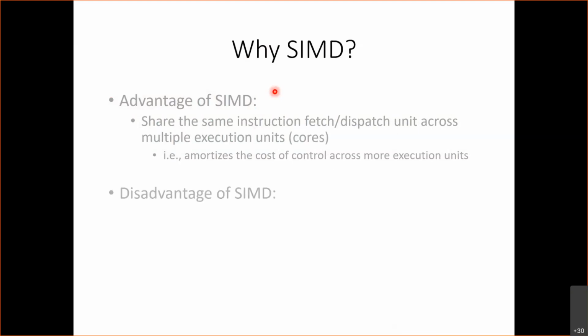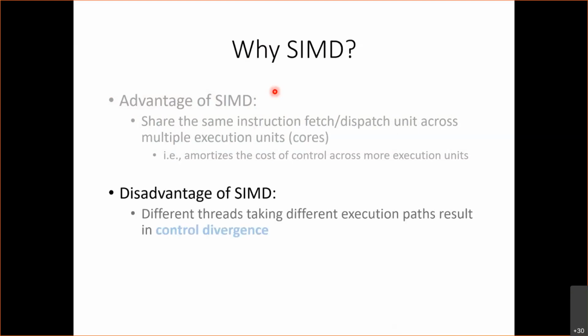So the disadvantage of SIMD is different threads may take different paths, and this results in something called control divergence. So we said that we're going to fetch one instruction and execute the same instruction on all the threads in the same warp. But what happens if different threads in the warp want to take different execution paths? What happens if I reach an if statement and some threads in the warp want to go to the then part and some threads want to go to the else part? In this case, we have something called control divergence when different threads want to take different control paths.